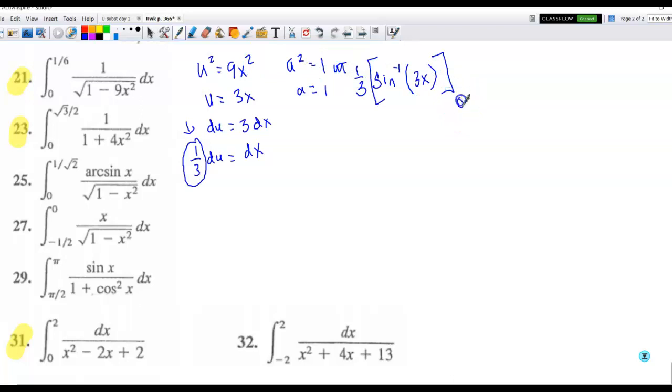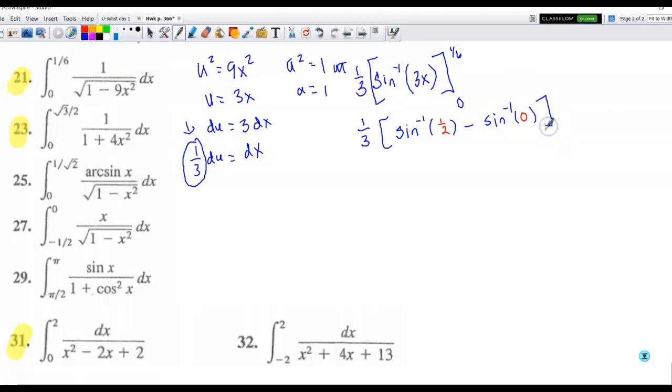My bounds are from 0 to 1/6, so let's substitute. We're dealing with FTC part 1. So there's 1/3. I'm going to put in the upper bound, and 1/6 of 3 is 1/2. So inverse sine, again, substituting the 1/6, that's going to give me 1/2, 3/6. That is the upper bound substituted, minus the lower bound substituted, inverse sine of, and 3 times 0 is 0. So I have a 0.